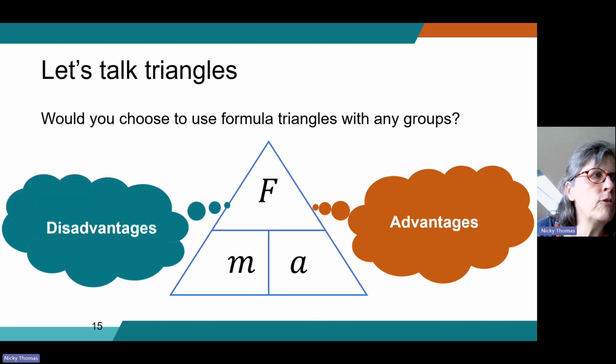Now, formula triangles. I always ask my groups, would you use them? Do you use them? A lot of people do. So a lot of people tell me they do because their maths departments do. With anything like this, there are advantages and disadvantages. And I am not going to say to you they're spawn of the devil, which is a phrase, isn't it? You know, they're a terrible, terrible thing to use, because I don't think that's helpful at all. And they definitely do have a place.